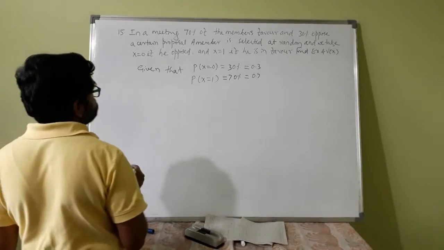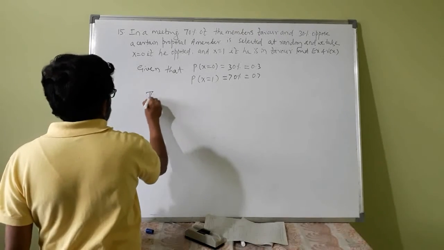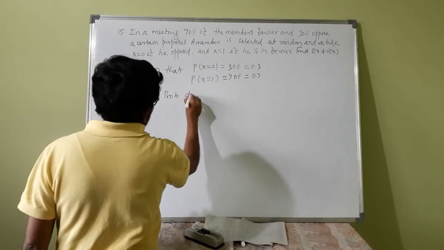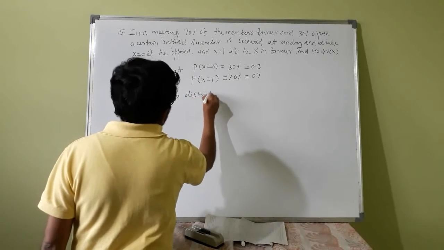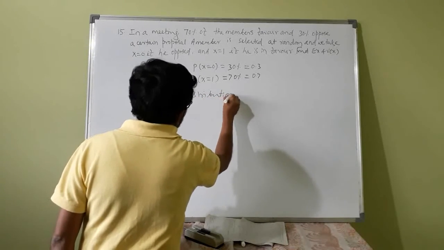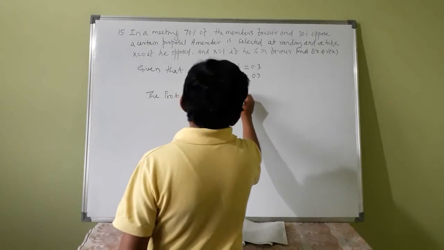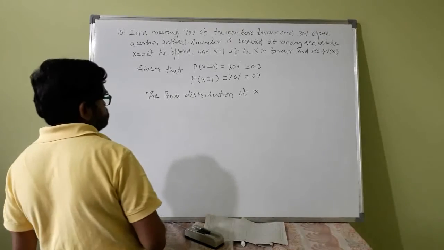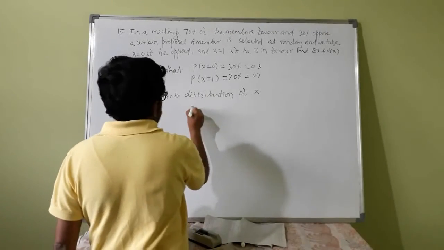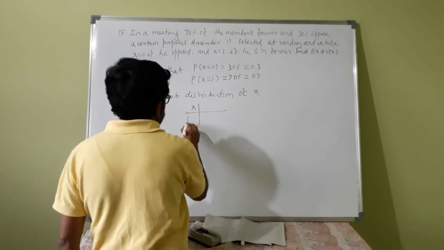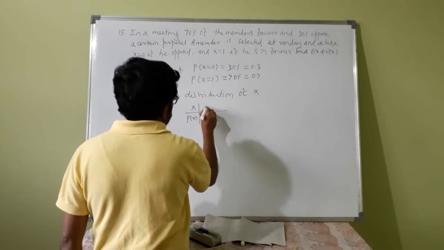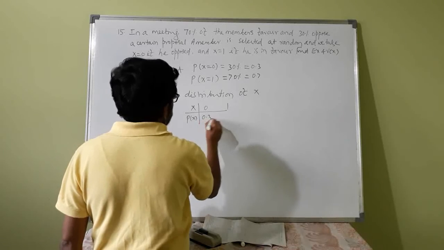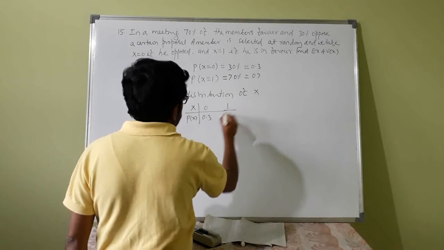Okay. Therefore, the probability distribution, actually a very simple question it is. The probability distribution of x is: x is 0, x is 1, and p(x) is 0.3, 0.7.